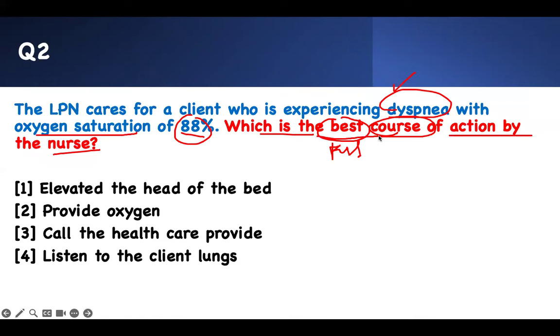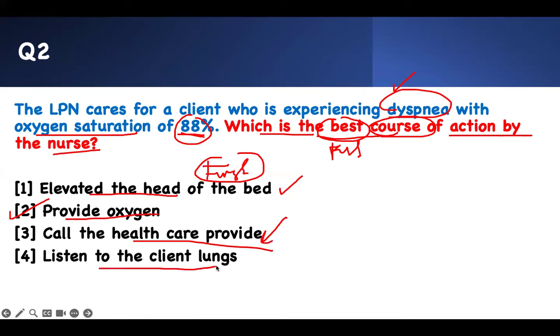But the best answer is to treat the problem. The first answer is to temporize it. If I raise this patient's head up, I'm temporizing it. You know the saturation is dropping because the patient is hypoxic. Therefore, elevating the head is not going to completely fix the problem, but that is the first action you do. So when you see first and best, you got to do something better, more aggressive, right? Elevating the head is the first action you do. Providing oxygen is the best thing you do. Calling the healthcare provider is not indicated.